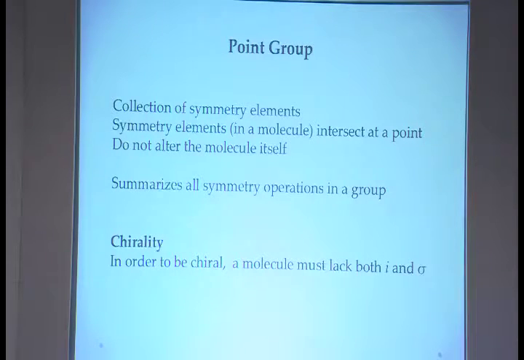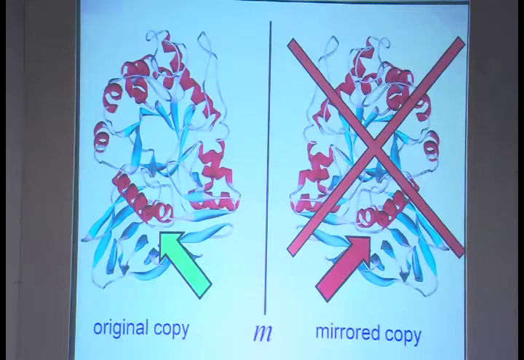And for chiral molecules, in order to be chiral, a molecule must lack any symmetry operations which will cause any change in chirality. So obviously you're familiar with right-handed and left-handed helices, and if you have an original copy and a mirrored copy, you change the handedness of the helices.